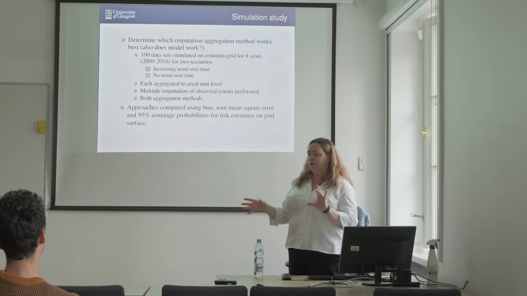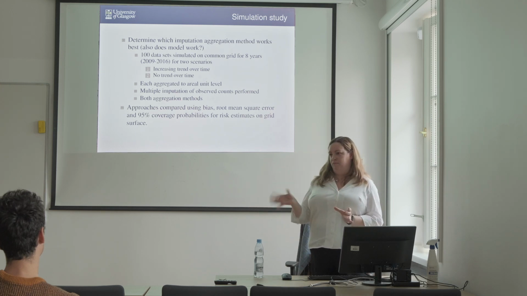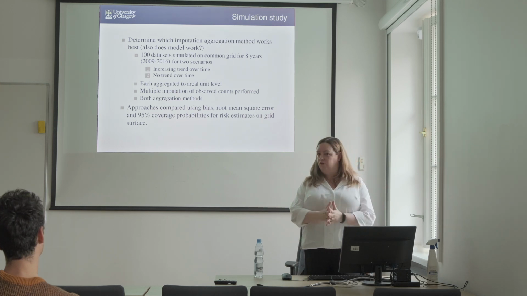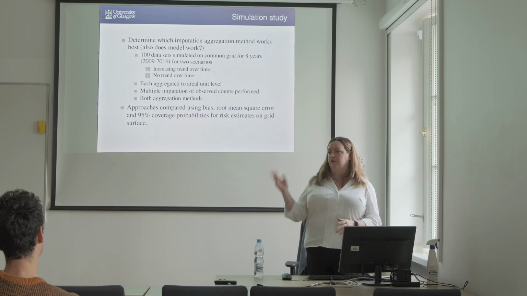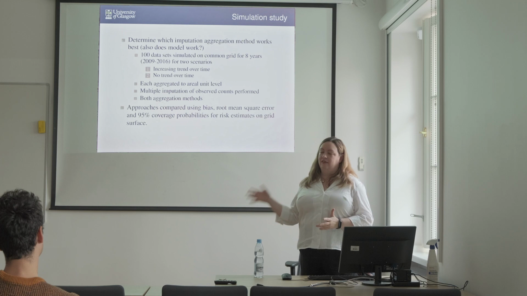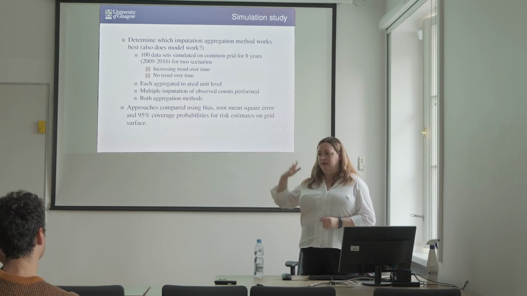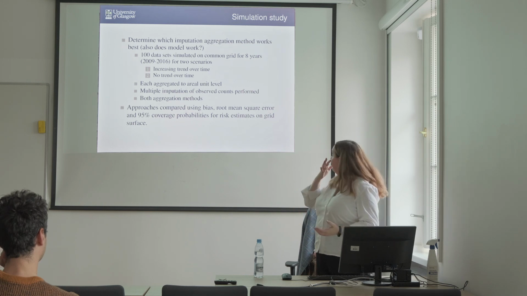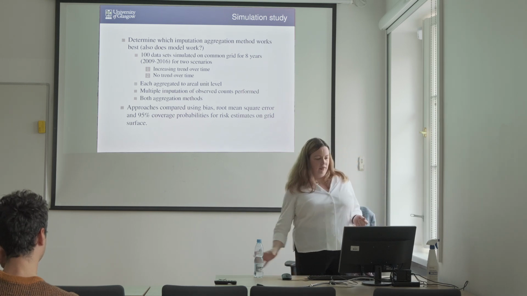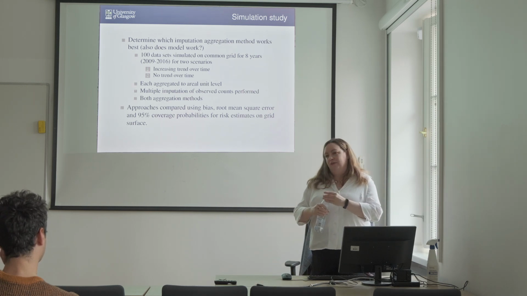So if you remember, we looked at two different types of multiple imputation. One, we averaged all the imputations to give a single data set, and then we'd run the model on that. The other, for each data set that we impute, we're going to run the model, and then we're going to average the models' results. So we wanted to see which one tended to do better, and also if the model was actually fitting properly.